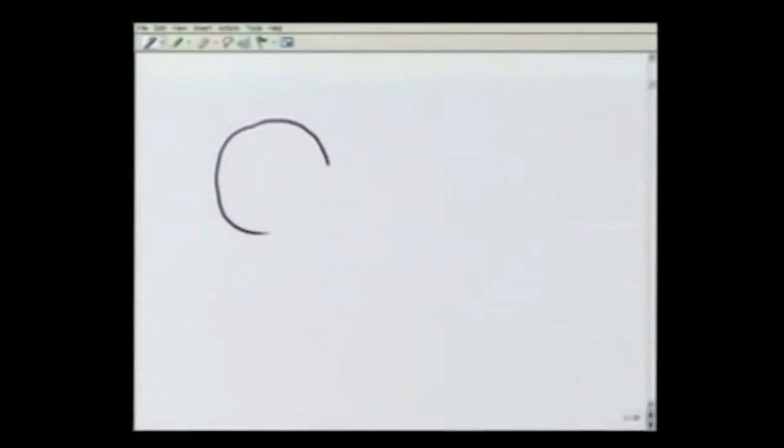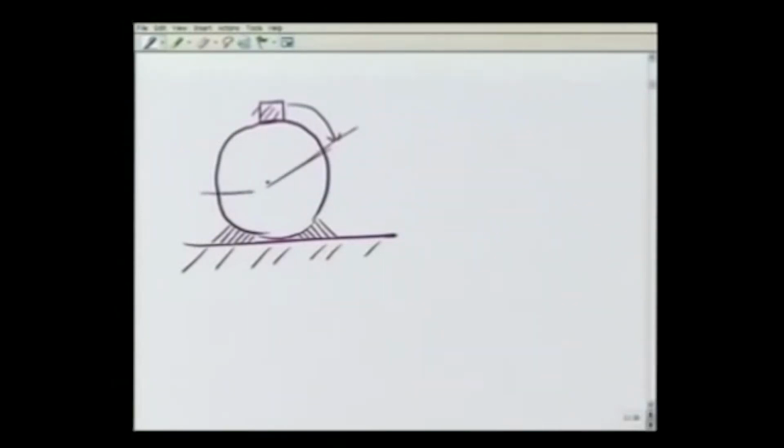As an example, again let me take a block that is sliding on the surface of a drum which is fixed on the ground. The block starts from the top, slides down this way, and the problem that we ask is at what angle does this block fly off the drum? The radius of the drum is r.